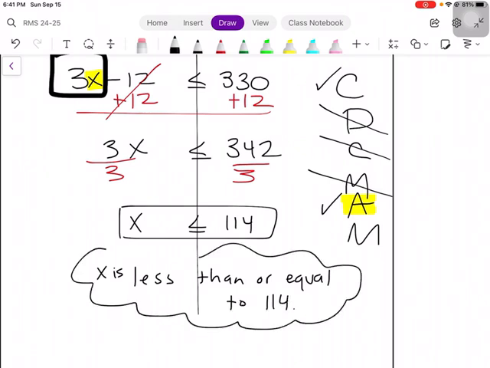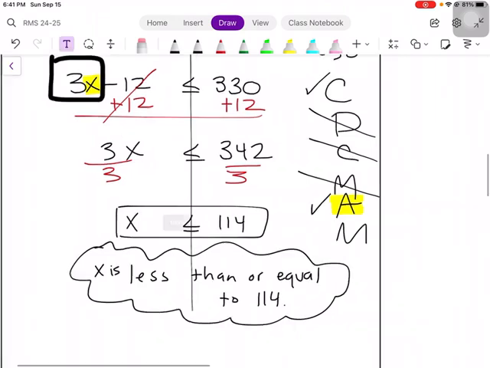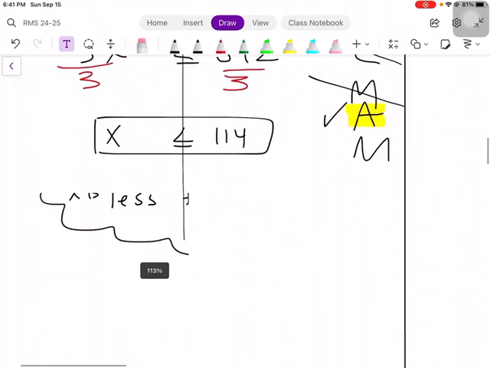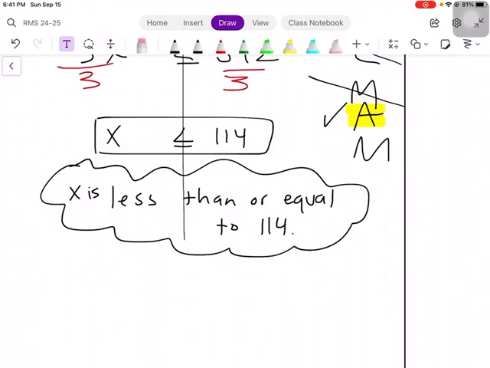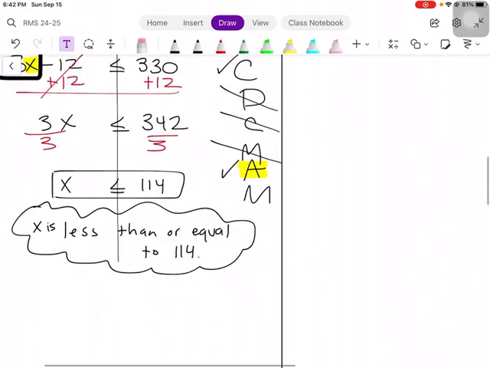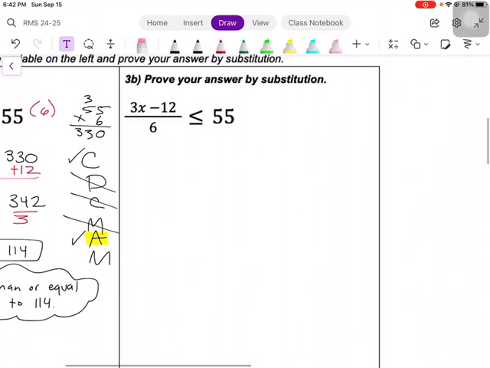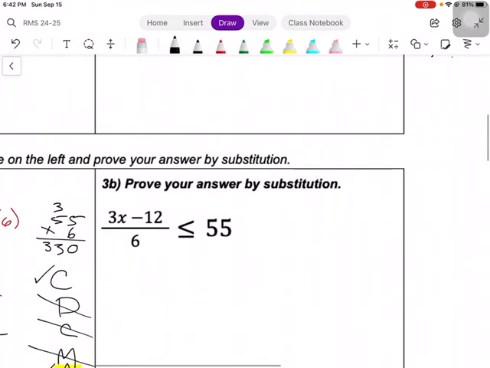So keeping this in mind, for 3b, you were supposed to prove that your answer is right. And so we're going to take what our answer means. X is less than or equal to 114. So we need a number to choose. We can choose 114 or any number less than that. So I'm going to go ahead and choose 100 because I know 100 is less than 114. So what I'm going to do is write my answer that I chose, 100, up here.